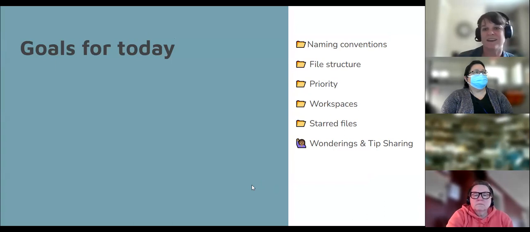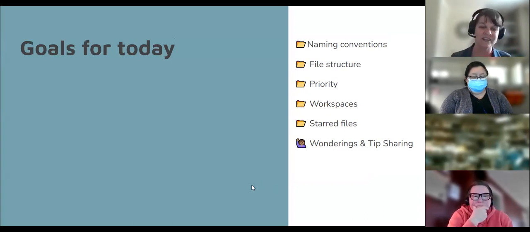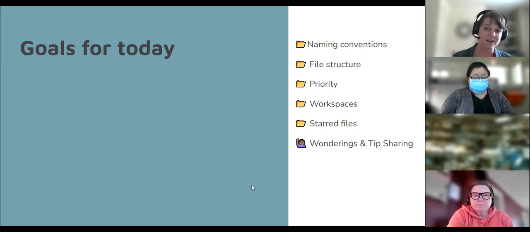So today our goals are to think of some naming conventions for our files and our folders to help us be able to find all the things that we have in our drive. We'll take a peek at the file structure, just a quick overview and review of how Google has things set up. Then we'll look at priority, workspaces, starred files, and then we'll end with any wonderings and tip sharing that you have. But of course, if it fits to share or ask at any point, please do.